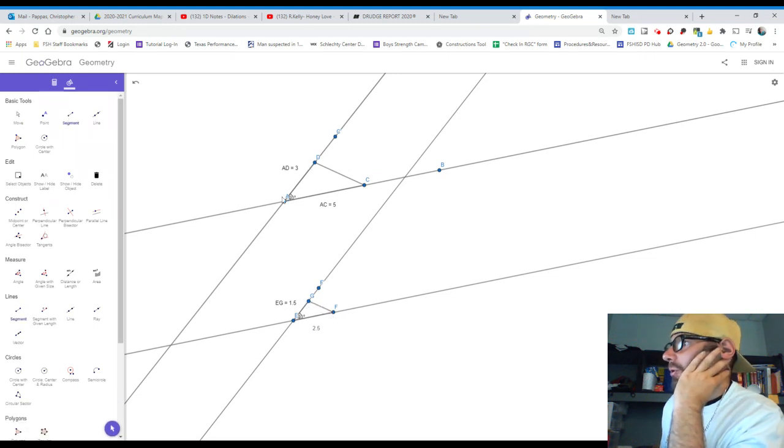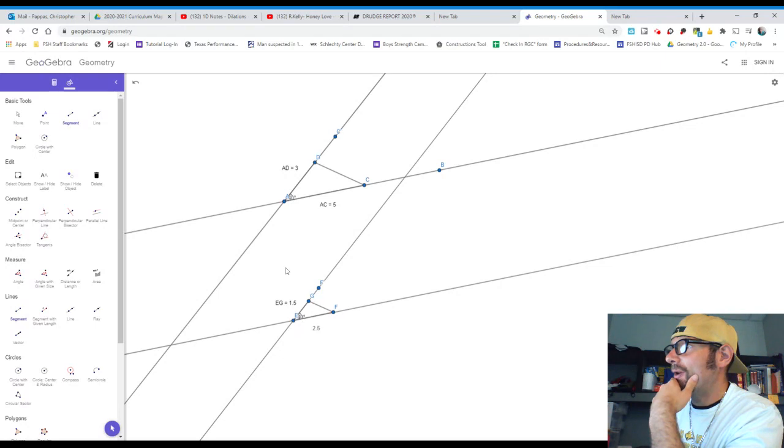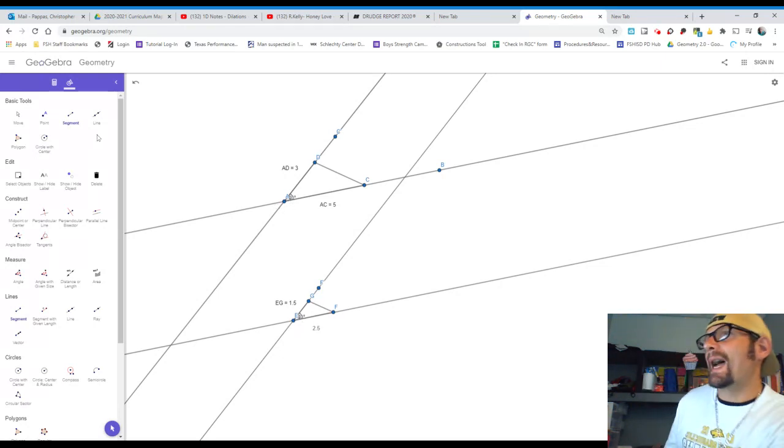Okay, so here we have our original triangle where the two sides are 3 and 5, and I have a 40-degree angle in the middle. And here we have our smaller triangle where these two sides are proportional to these two sides because they're cut in half, and the angle in the middle is the same. Okay, and again, we could check to see if these triangles are dilated.